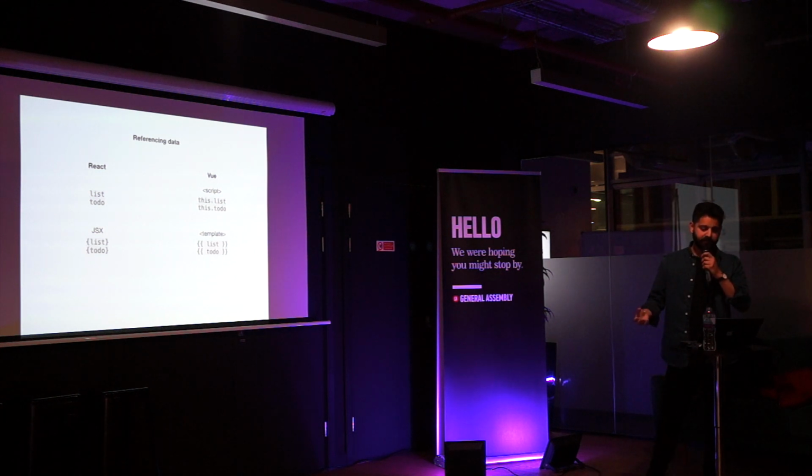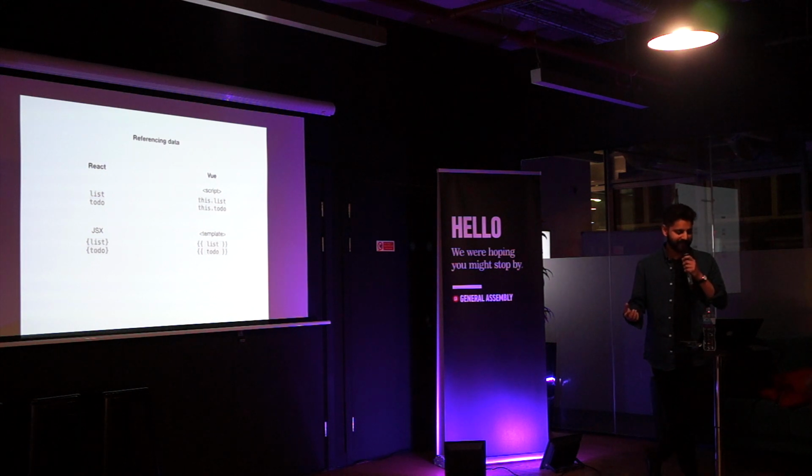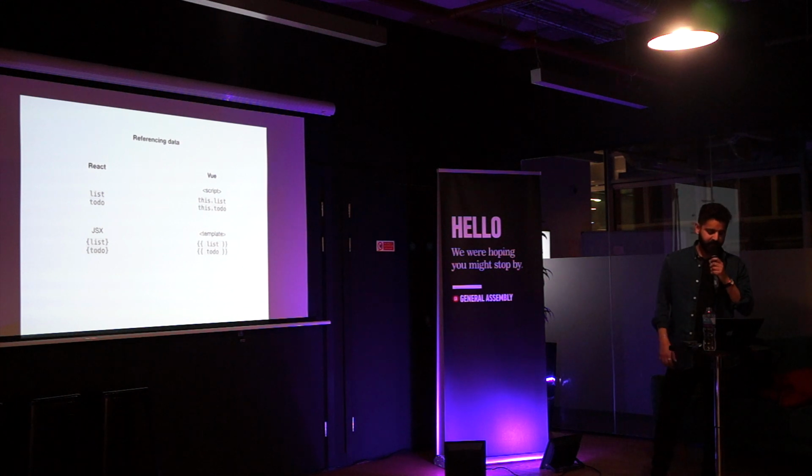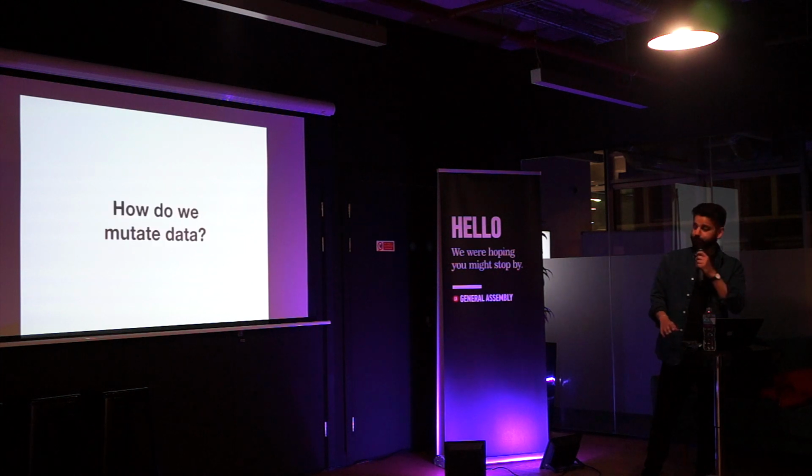So you might be wondering why we're having to reference our values off of an instance of this in Vue. In Vue, we execute a function called data that returns an object with values that we've passed in. Now, under the hood, Vue takes those values and creates a getter and setter for each key value pairing, and then places them on a component's instance of this. So moving on, how do we mutate data?